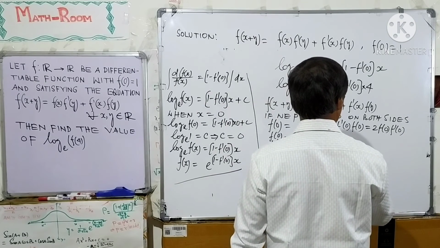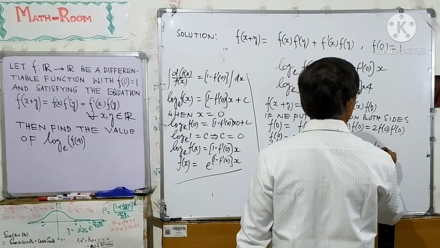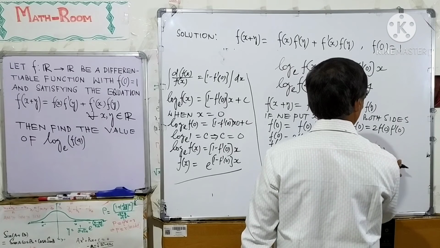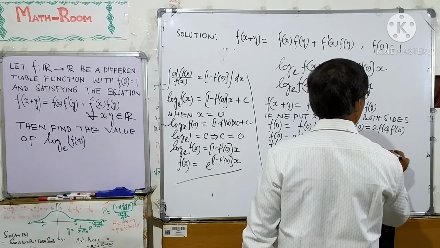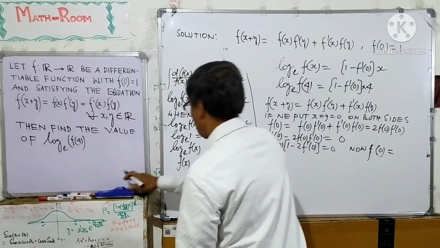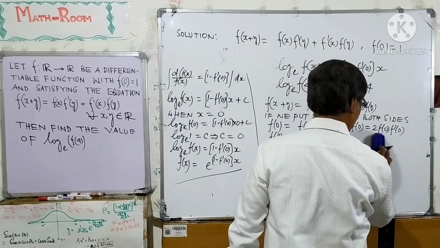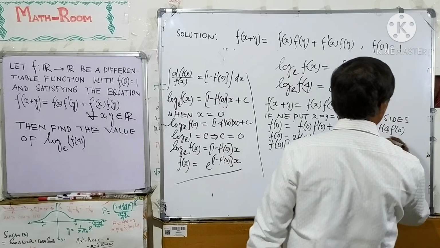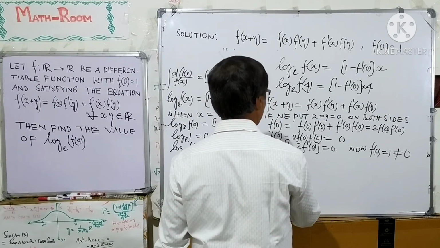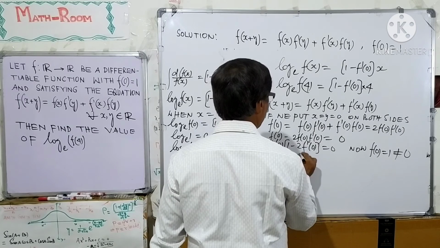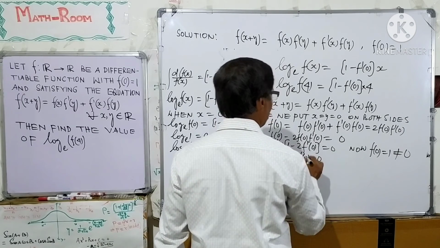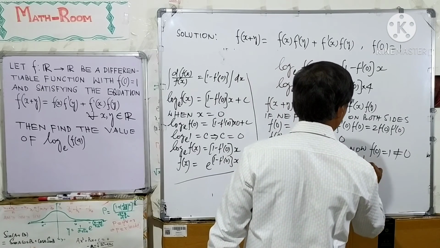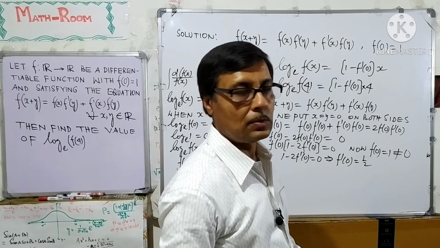Now, f(0) is 1, that is, f(0) is non-zero. So, we get 1 minus 2 f'(0) equal to 0. This implies f'(0) equal to half.